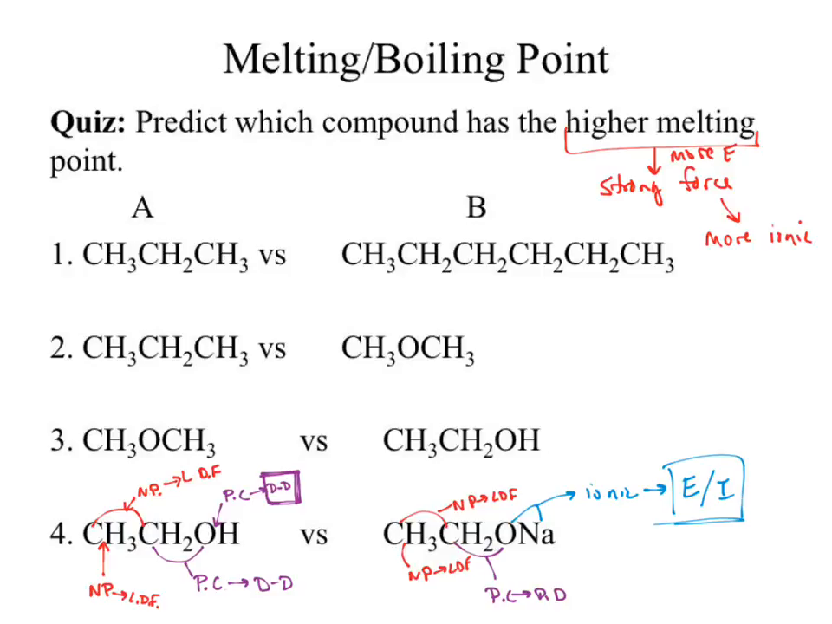Between these two compounds, which one has the stronger force? One on the right, 4B, which means higher melting point. Okay. What happens when we move to 3? Or before we do that, questions about that? Okay. What happens when we move to 3?